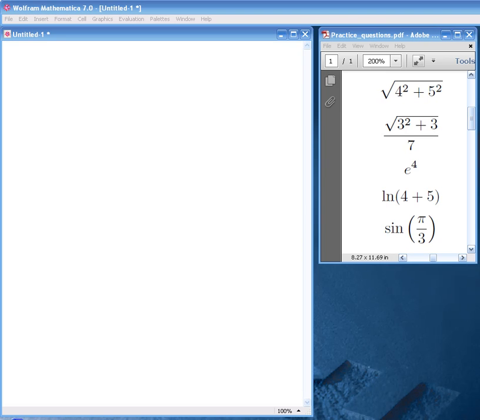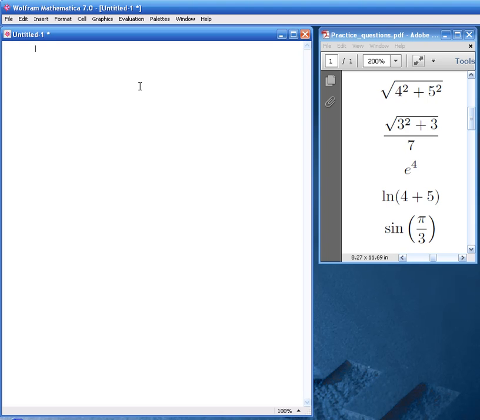Hello again. Now we're going to try and do something a bit more advanced in Mathematica. As you can see from the screen, I've put up some questions. Again, they're pieces of arithmetic, but they're sort of arithmetic you have to do on a scientific calculator, and we'll see how to do each of these commands in Mathematica. Now the first question is to find the square root of 4 squared plus 5 squared.